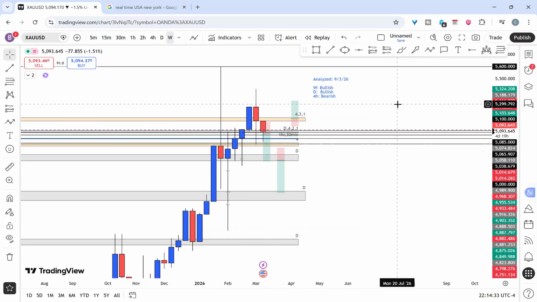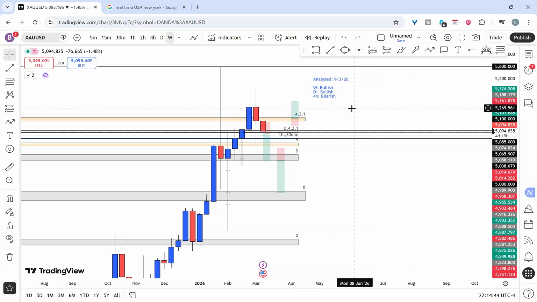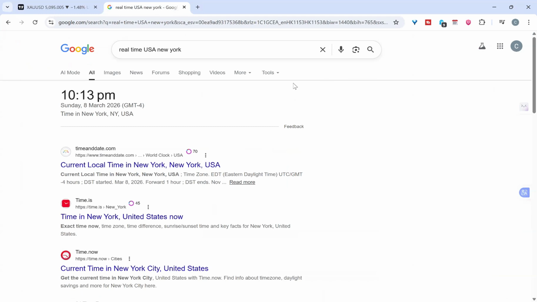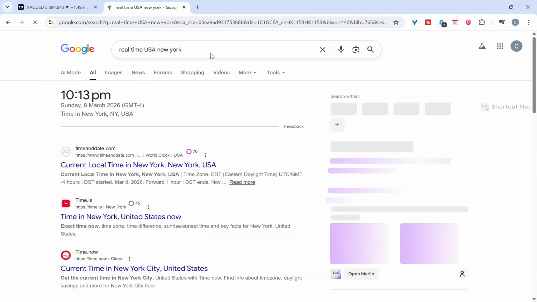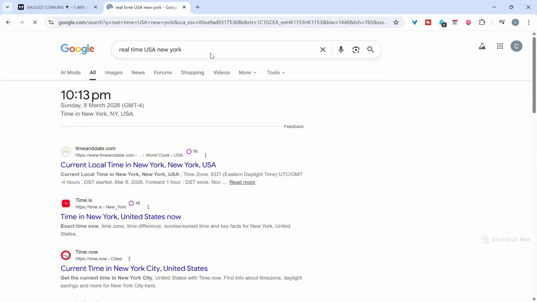All right, traders. So today I'm going to analyze gold, copper, and silver, all the futures for this coming week, because we have an exciting week coming up and a high volatility. And as is right now, it is 10:13 p.m. So it's Sunday, the 8th of March. So let me double check in real time. So I'm not faking anything.